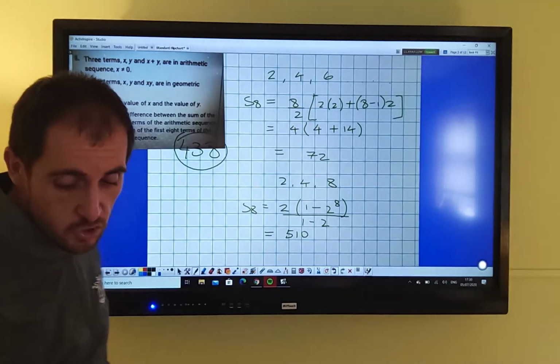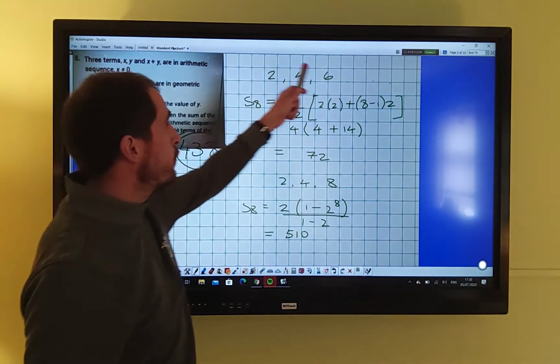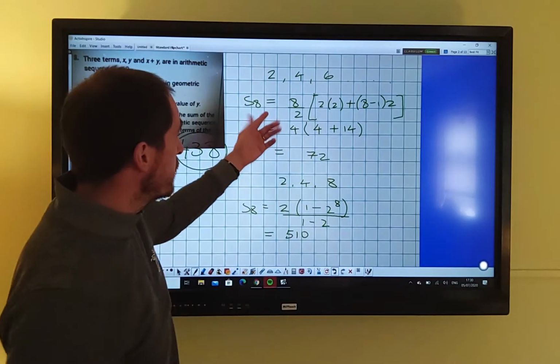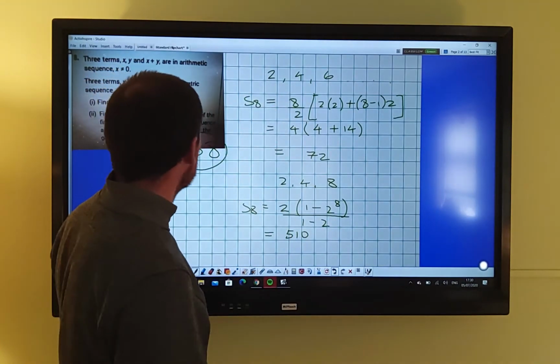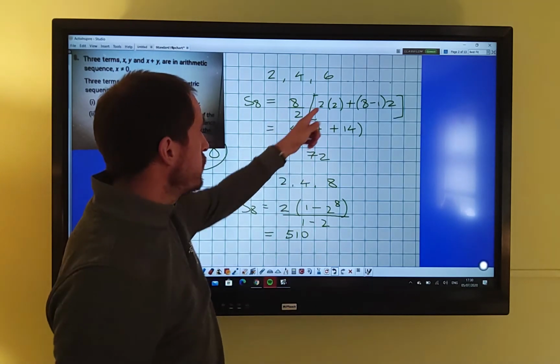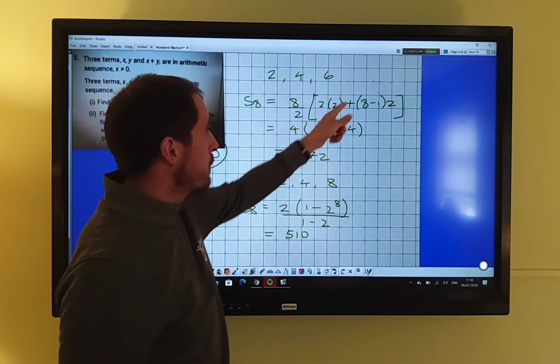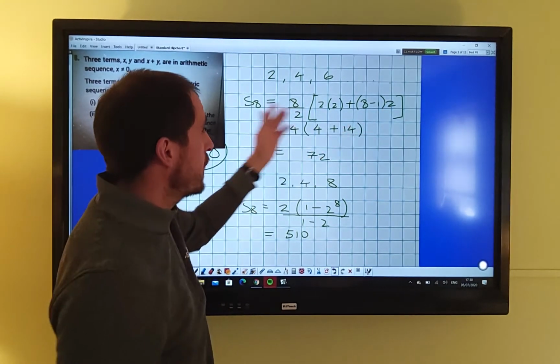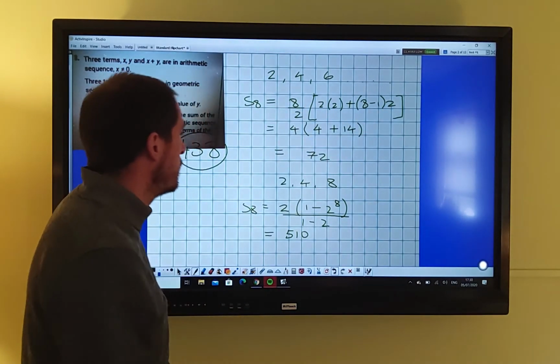438. So again, just to recap what I did: 2, 4, 6 is the arithmetic sequence. a is 2, the difference is 2. So using my formula, n is 8, the 8th term: 8 over 2, times 2 times a, 2 times 2, plus 8, which is n, minus 1, times 2, which is the difference. Put that into the calculator, you get 72.